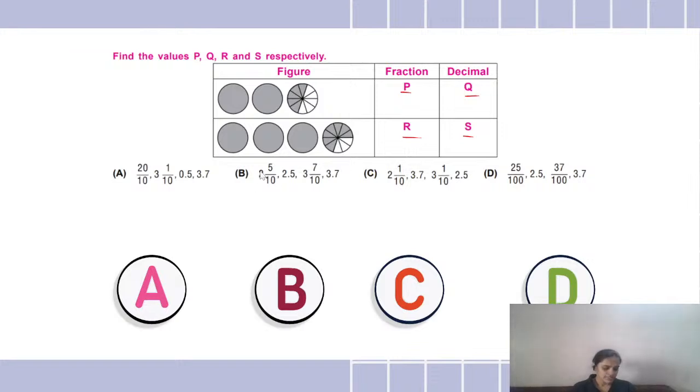So don't worry. All right, now quickly, children, I want you all to give me the answer for this question. I'm waiting. How will we write the fraction part of the first figure that is given? And how will we write the same thing in decimal? And then again, coming to the second one, how are we going to write it in fraction and how in decimal? So P, Q, R, S.